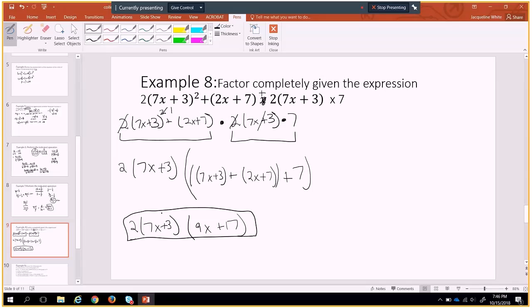All right, let me just rerun that again because we kind of messed up right here with that being a plus rather than a multiplication. Same process though. Look at the left side over here and look at the right side over here, and we want to see what factors are the same. In this case, it's a 2 and a 7x plus 3. So we take those out, and then we combine like terms on what's left on the inside.